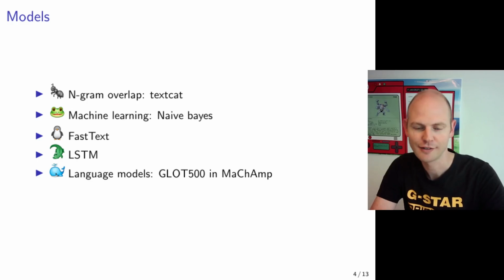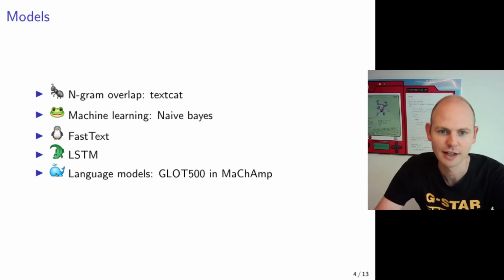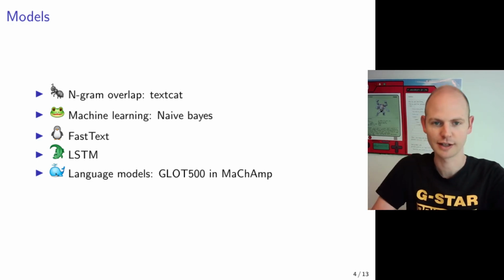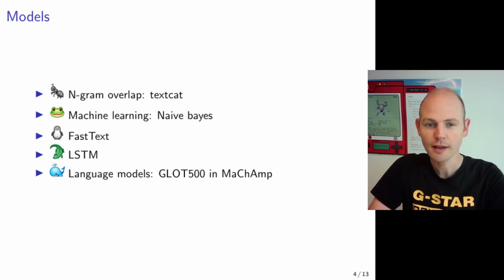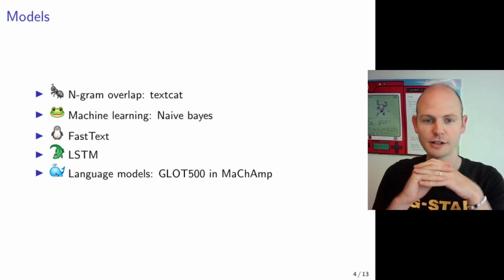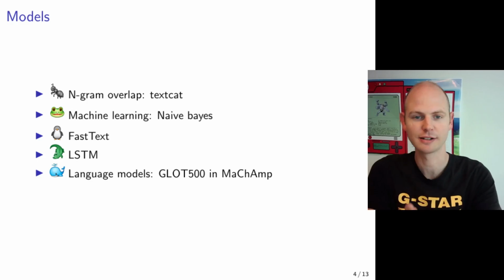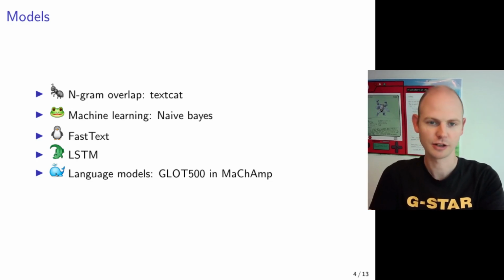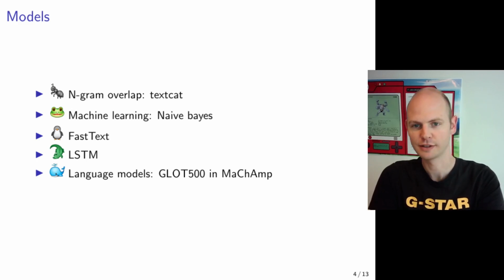stage. GLOT500 is trained on 500 languages, which is one of the widest coverages as far as I know. You should note that the largest model here is 10,000 times as large as the smallest model, they're here sorted by number of weights, and there's a very large difference.